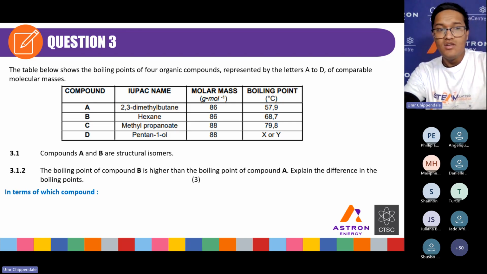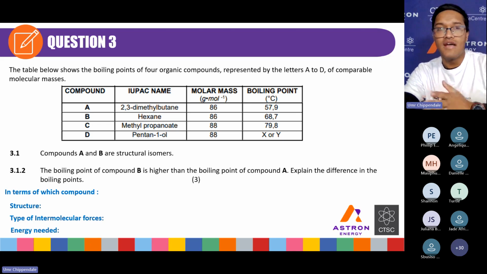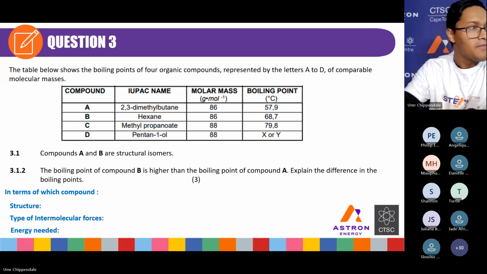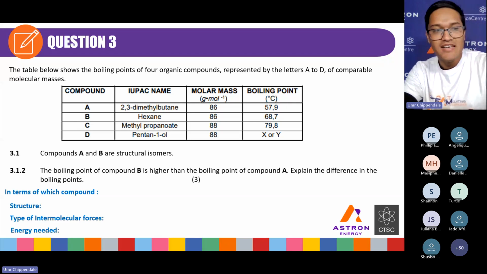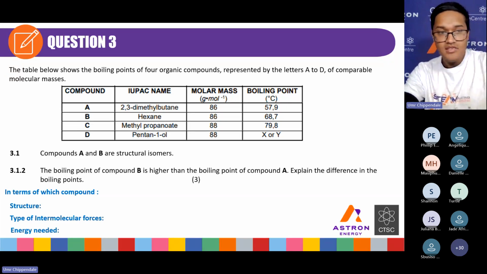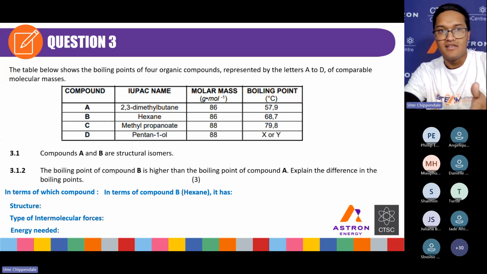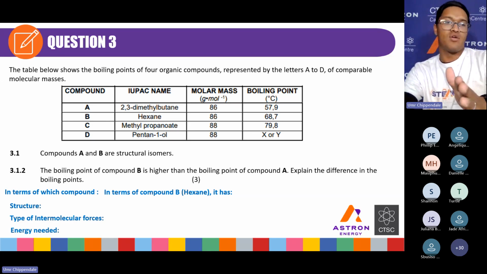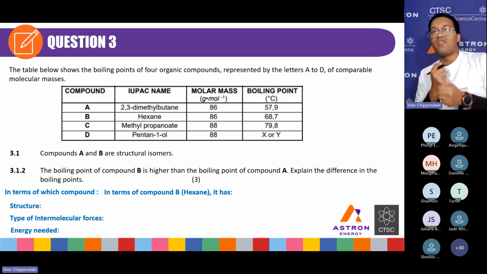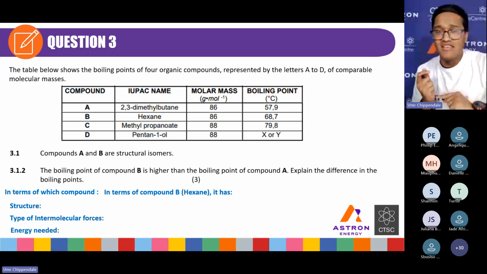You need to state which compound you are speaking about. You're then going to compare, as you can see, there's 3 marks: its structure, its type of intermolecular force, and then the energy needed to overcome that intermolecular force. Thank you for writing that answer. So in this case, in terms of which am I speaking? I'm going to be speaking in terms of compound B. You could write hexane if you want to. You don't have to write everything on the left-hand side now. That is just a guide from me to help you guys out with answering these questions.